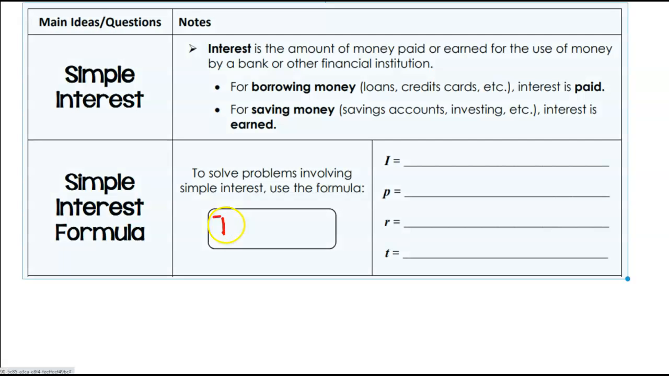I like thinking of it as I is Purdy. So I equals PRT. So I represents the amount of interest that was earned.